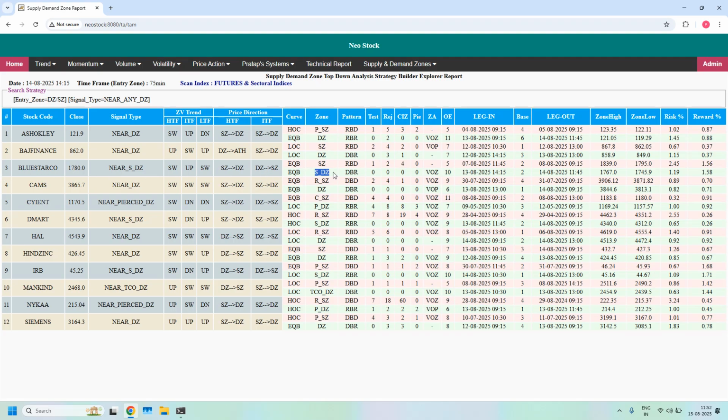Blue Star is having a 75 minutes high liquidity demand zone. DMART is having a 75 minutes high liquidity demand zone, and this is a pierced supply zone, so you can't consider this. Anybody who would like to use pierced zone strategies that you learned in lesson 28, those people can use this 75 minute supply zone as a pierced zone. Currently the stock is moving between these zones, but this is near to the demand zone.